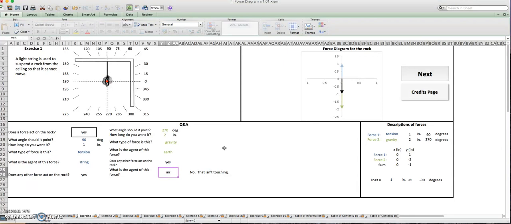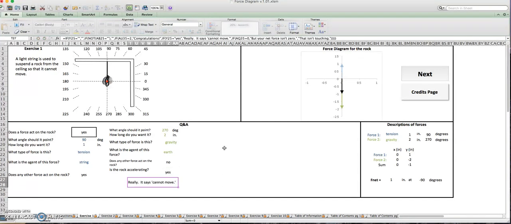So I'm going to say maybe another tension force. No, we've already done that one. So that means I need to go back up here and fix this. I'll say no, there are no other forces. Is it accelerating? I'll say yes. Really? It says it can't move. Okay, so no.